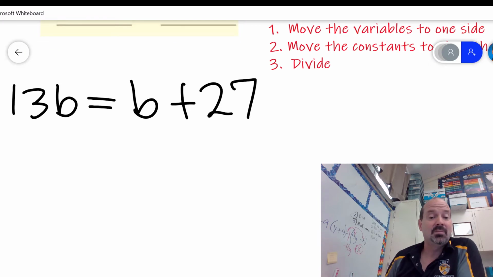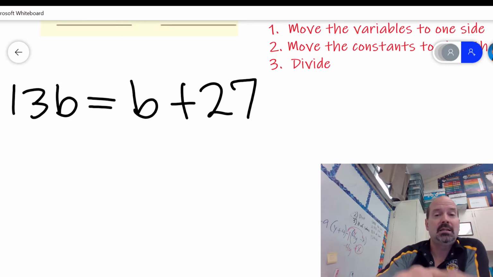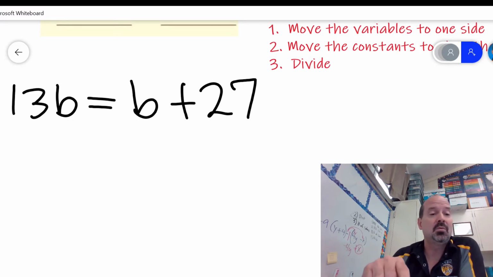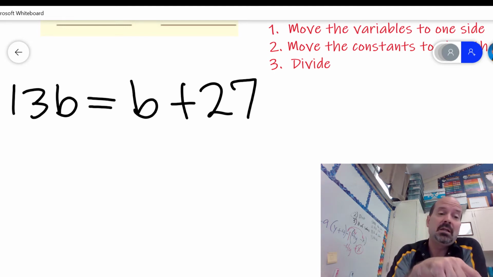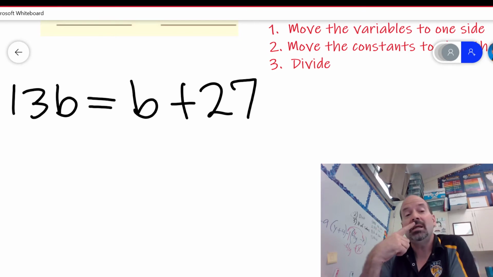So now that I rearranged my whiteboard, I'm going to do step 1. I move all the variables to one side. See, you have the 13b on the left, you have the b on the right. By the way, what's the coefficient of b if it doesn't have a number in front of it? Anyone know? You can just put it in the chat. What's the coefficient of b? Like what number goes with that b? Or you can say it out loud.